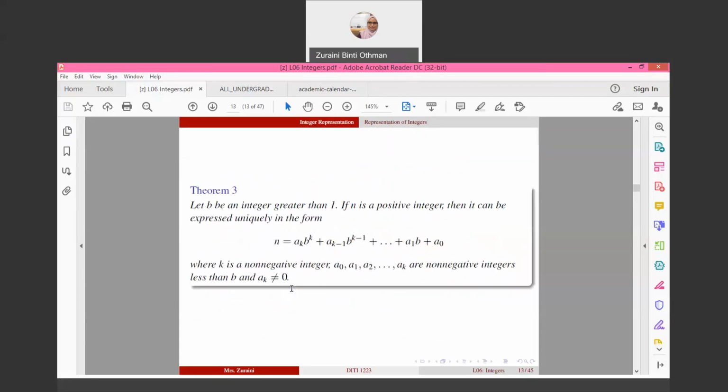Okay, here. Theorem number 3. Let b be an integer greater than 1. If n is a positive integer, then it can be expressed uniquely in the form n is equal to a_k b^k plus ... Okay, ini kita boleh express satu nombor tu dalam bentuk macam ni where k is a non-negative integer. a_0 until a_k are non-negative integers less than b and a_k is not equal to 0.